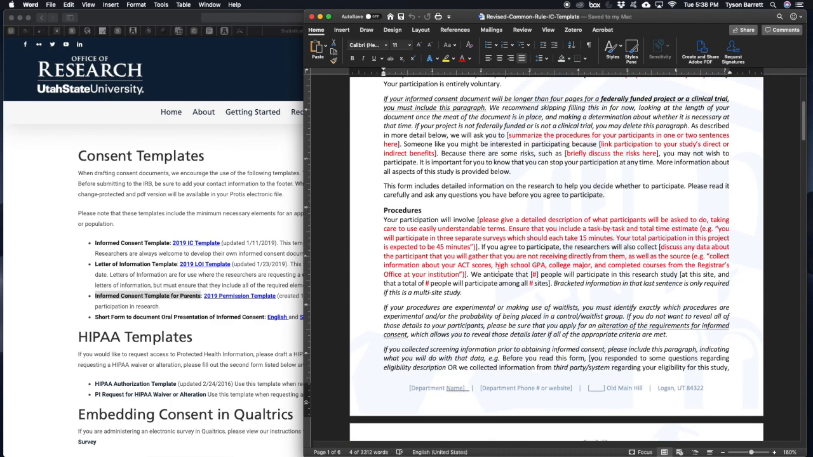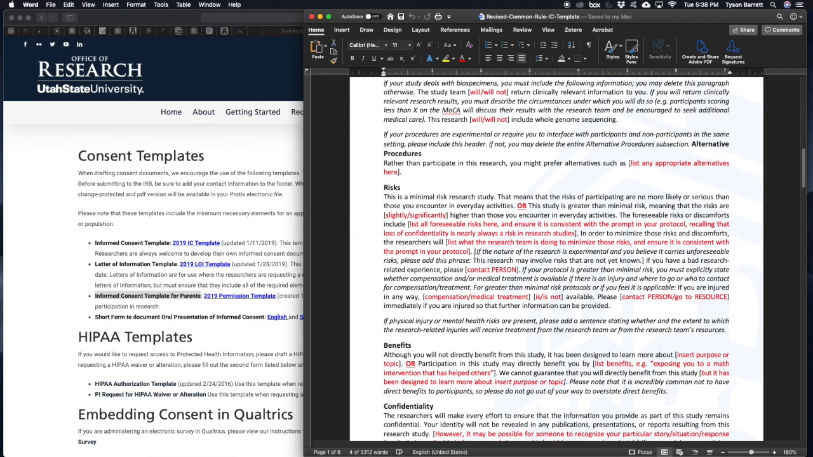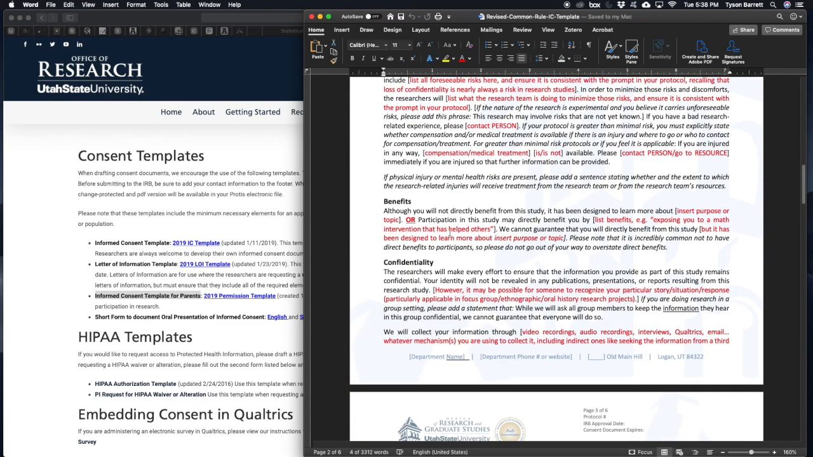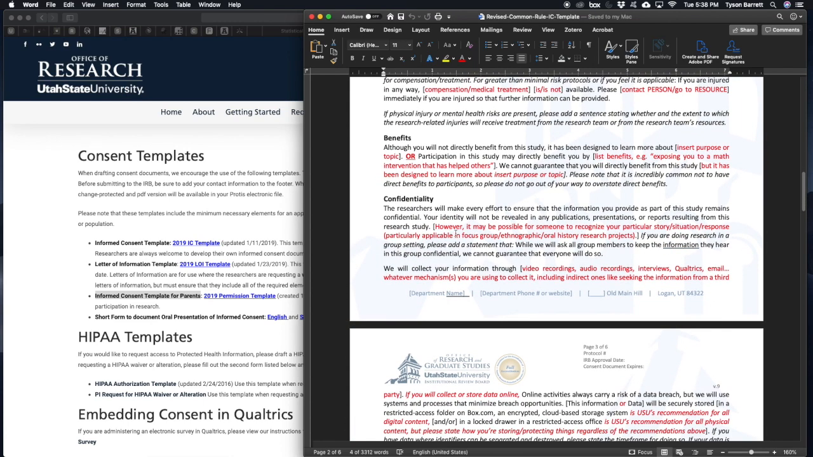For the procedures, you're not going to know exactly yet, but you're going to put in some things, even if you're just starting to think about what is supposed to go in there. Start to put those things in there. Take out anything that isn't related to what you're doing. Talk about any risks there are to your participants, the benefits that they can get, how their data will be confidential.